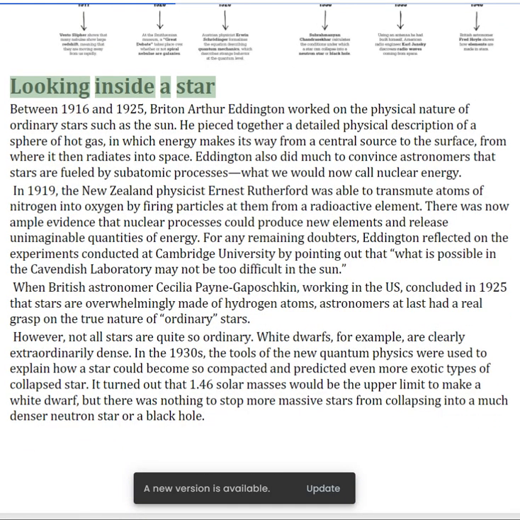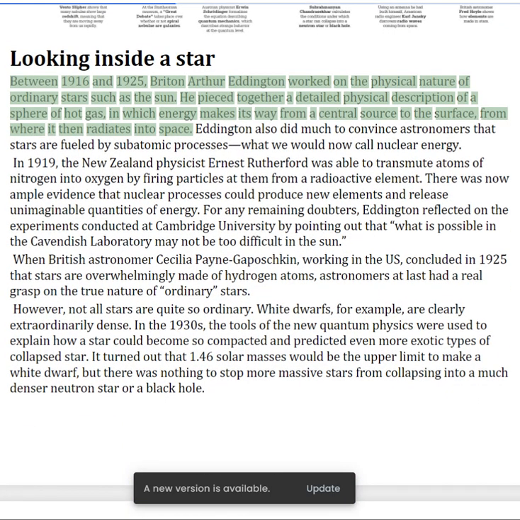Looking inside a star. Between 1916 and 1925, Briton Arthur Eddington worked on the physical nature of ordinary stars such as the Sun. He pieced together a detailed physical description of a sphere of hot gas, in which energy makes its way from a central source to the surface, from where it then radiates into space.